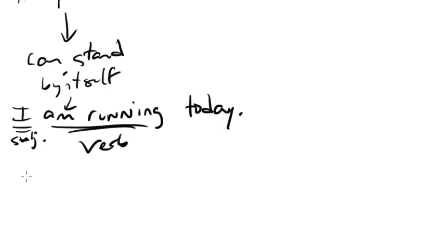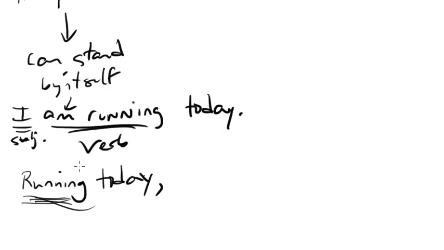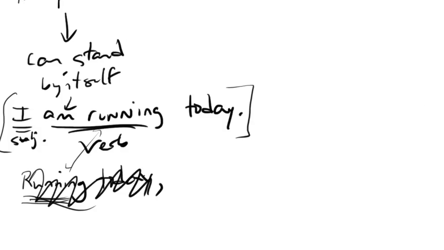A phrase version of this sentence might be something like, running today. That's not a great sentence, but you get the idea, right? It contains a verb form, running, but notice it's got no subject here. So this would be a phrase and it needs something else. But anyway, the important thing is this is an independent clause. It can stand by itself, no problem.